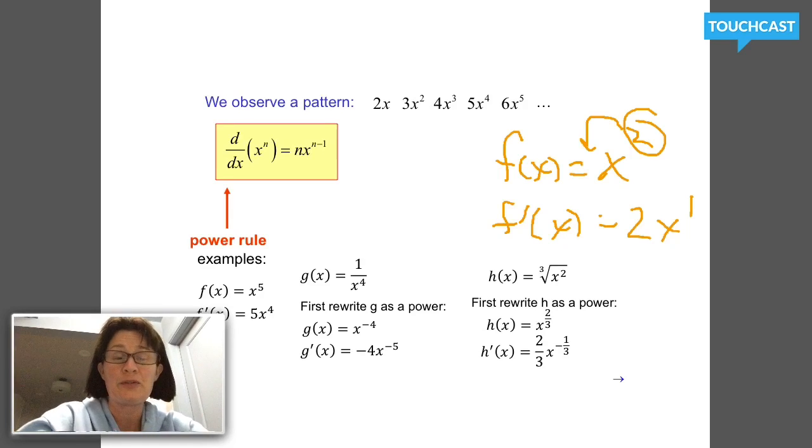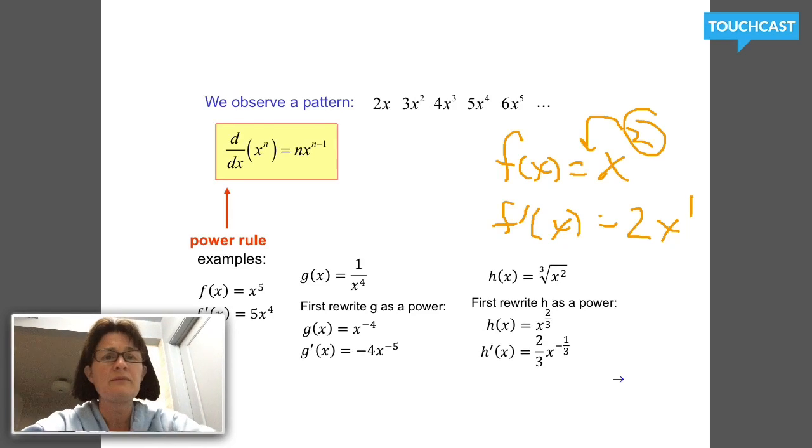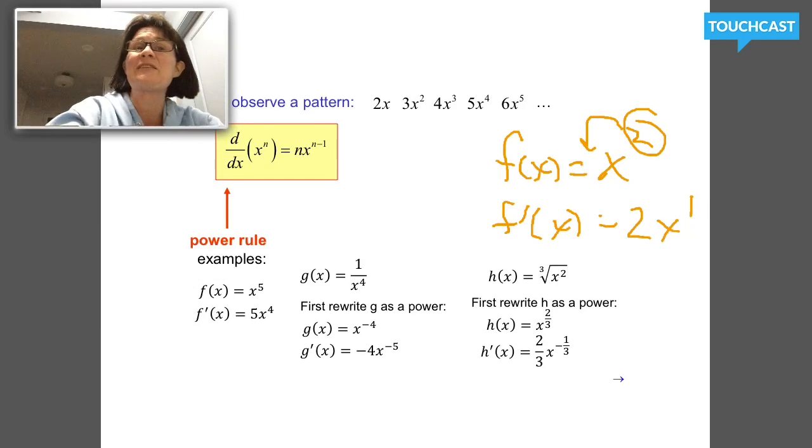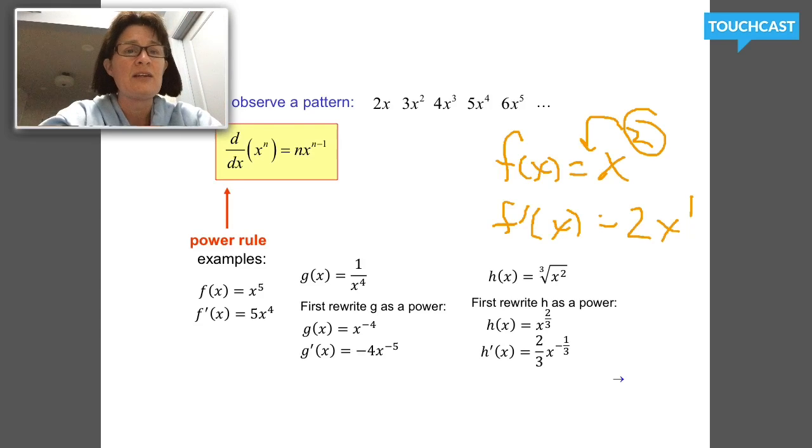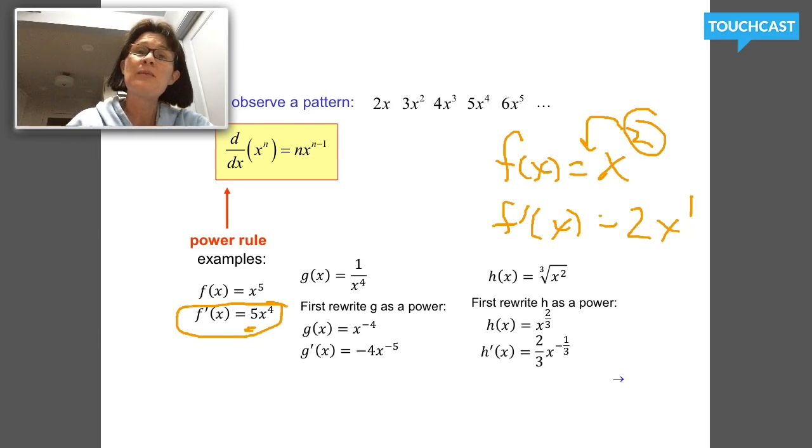So, we'll do an example. The first example on your paper there. What if f of x is x to the 5th? What's the derivative? F prime is going to be, the old exponent 5 comes down to the front, turns into a multiplier. The new exponent on x is 1 less than the old exponent. 1 less than 5 is 4. So if f of x is x to the 5th, f prime of x is 5x to the 4th.